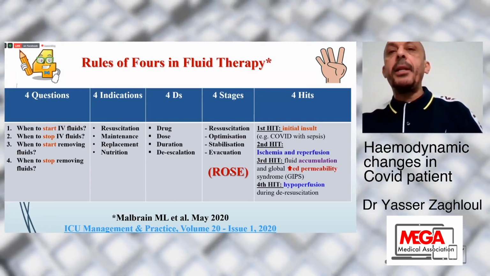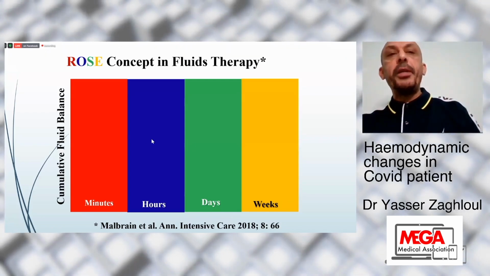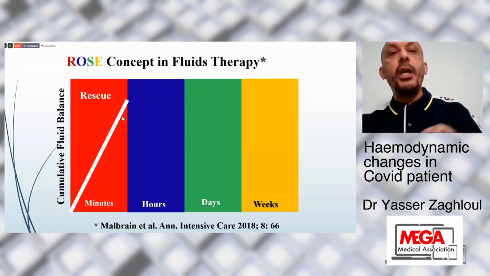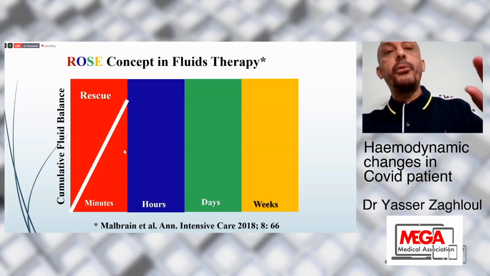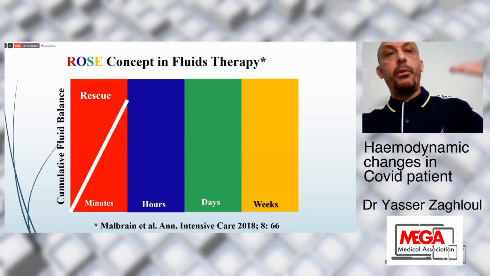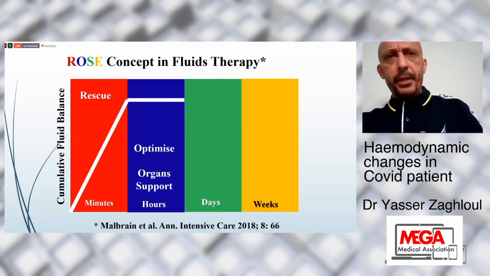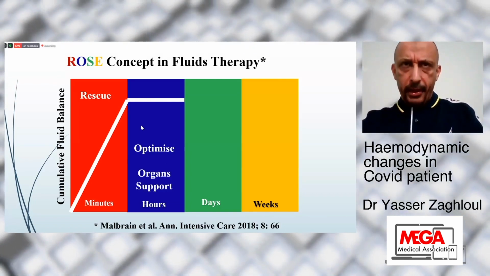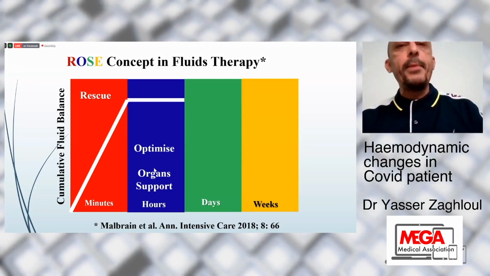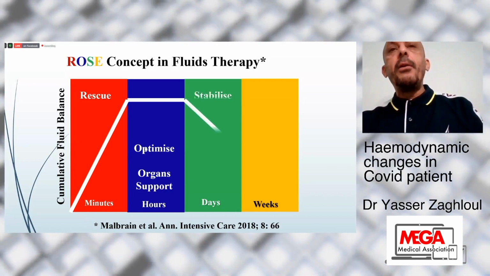Now I will explain the ROSE concept. What is the ROSE concept? It is 4 stages. First stage is minutes. During resuscitation of the patient, you need high volume of fluids to reach your target, your MAP, reducing heart rate, or clearing serum lactate. After hours, now you have to optimize the organ perfusion and organ support, especially the brain and the kidney. And this takes a few hours after resuscitation.